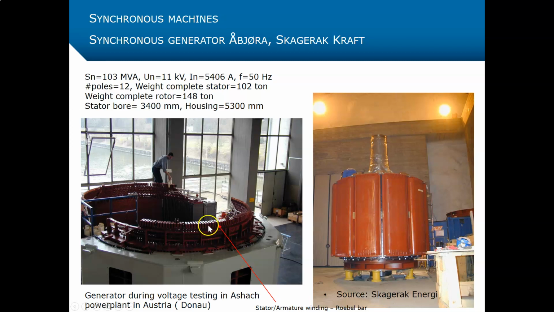Here you can see the stator armature windings coming up from the stator. It's also called the Roebel bar. Here is the rotor with the 12 poles surrounding it. And you can also see a fan below here pushing air through the air gap of the machine.